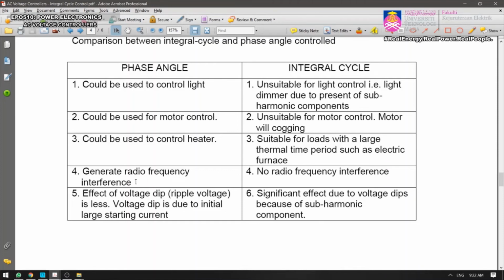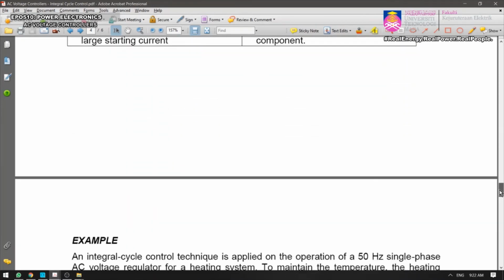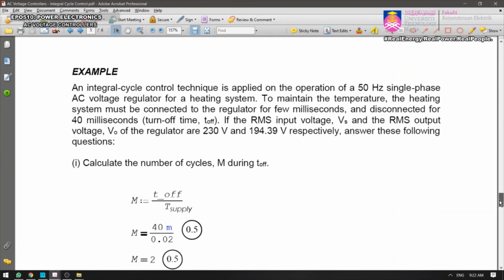Generate radio frequency interference: no radio frequency interference. Effect of voltage dip: ripple voltage is less. Voltage dip is due to the initial large starting current. Significant effect due to the harmonics, because of subharmonic components. Okay, and I will give you an example as well.